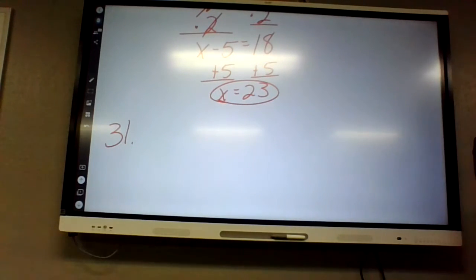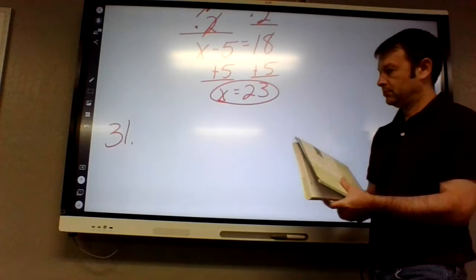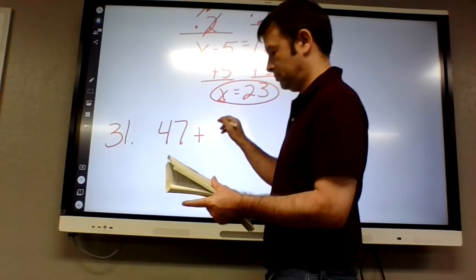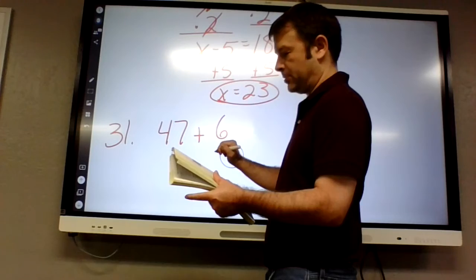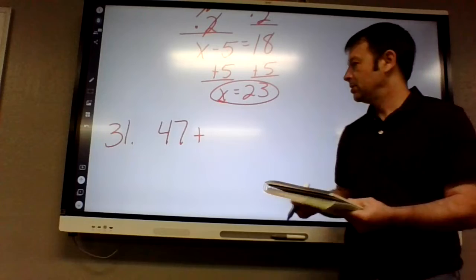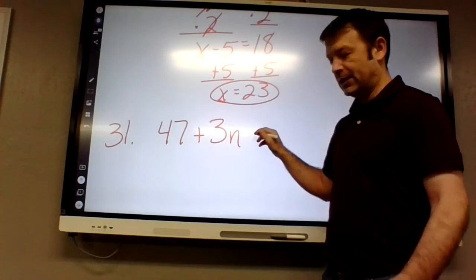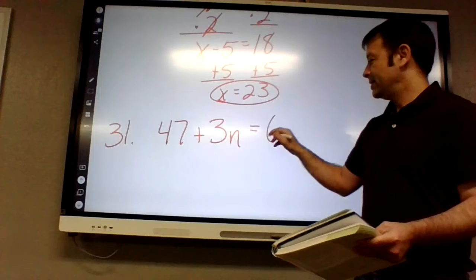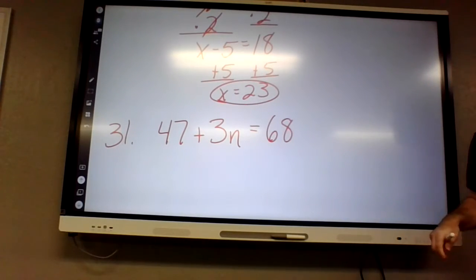All right, Eli, you're up. The sum of 47 and 3 times that number is 68. So Eli, what does sum mean? Add. Okay, so what will this one be? 47 plus 3 times the number, and then is equals 68.